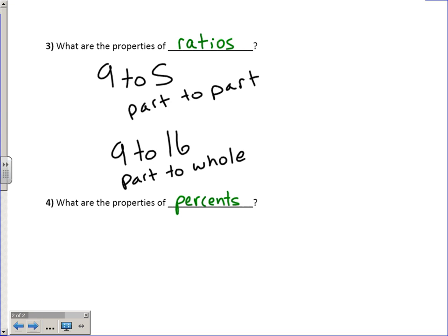Now we have another type of form. So you also could do 9, and you have your colon, and then 5. And also, ratios can also be represented as a fraction. That's another form as well. Okay.